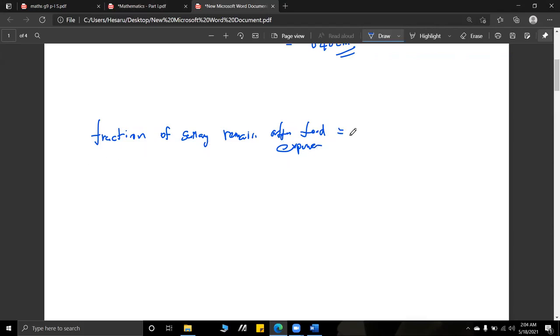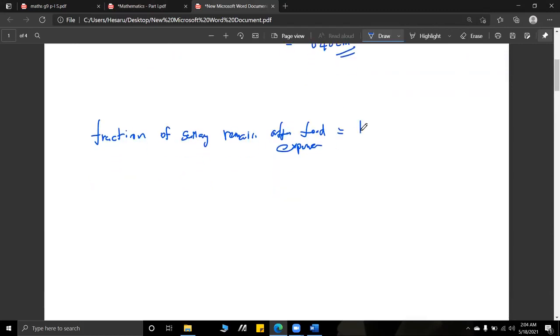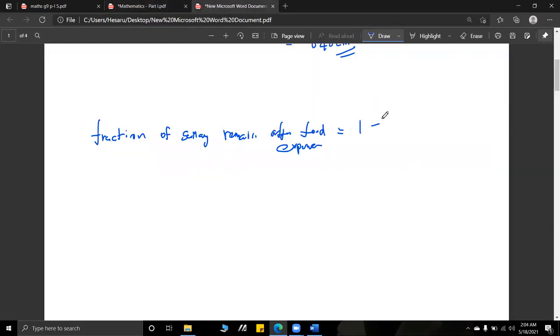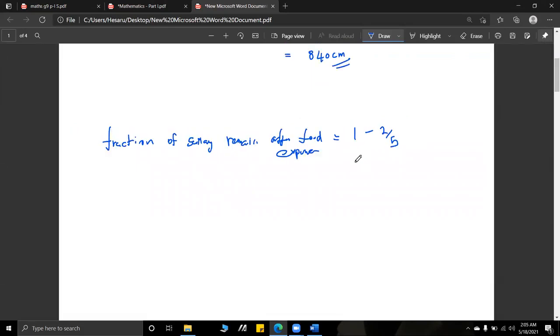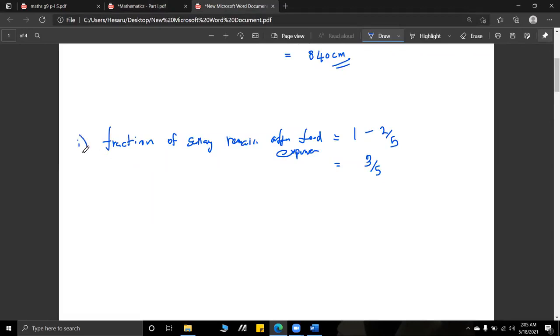Fraction of salary remain after food expenses is, so the original salary is 1. Here they say that 2 over 5 is spent for food. So from the total salary, 2 over 5 he spends for food. So 3 over 5 is remaining. The fraction of salary remaining after food expenses is 3 over 5. So that's the answer for the first question.